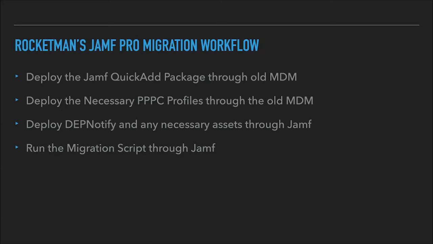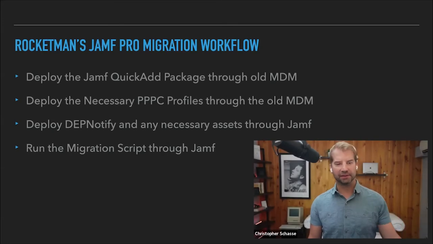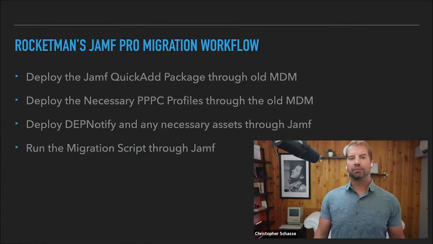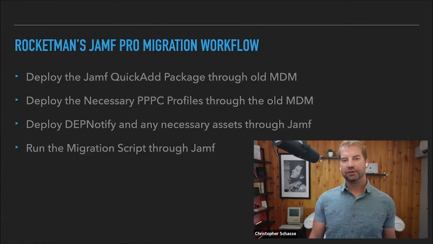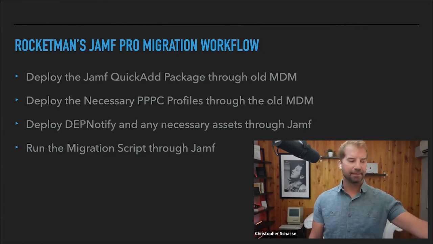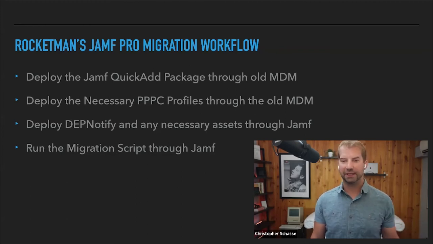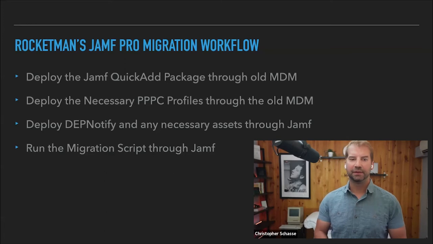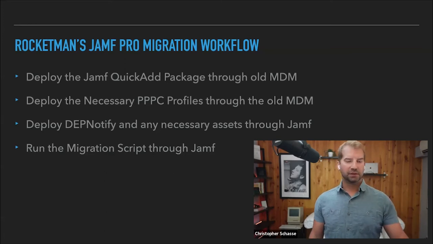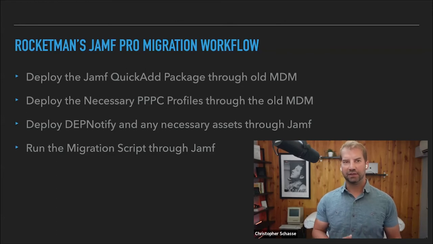So first of all, what are we doing in the back end? Well, on the original MDM server, let's say we're using something like WorkspaceONE, we're going to deploy that Jamf QuickAdd package through the old MDM. We can also do that through a script, if for some reason they don't have a distribution point set up. Then we're going to deploy the necessary PPPC profiles that we need in order for Jamf to use this migration workflow through the old MDM.